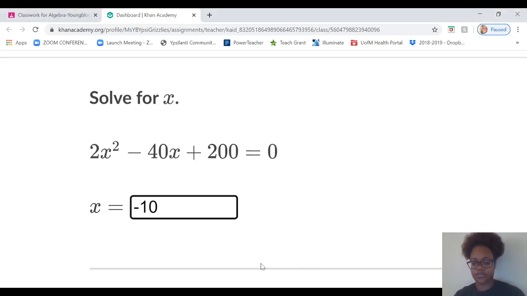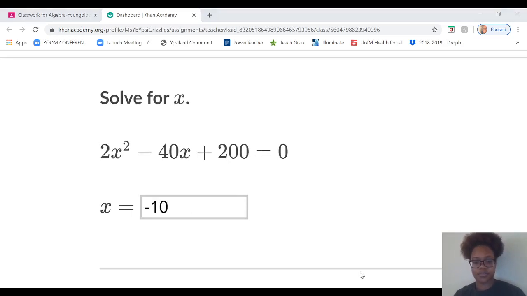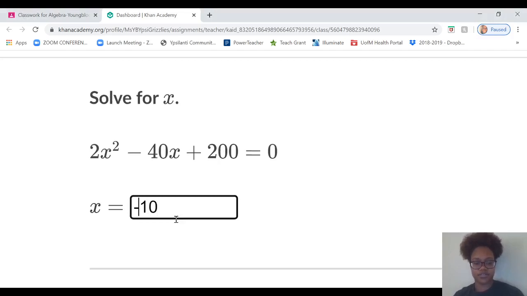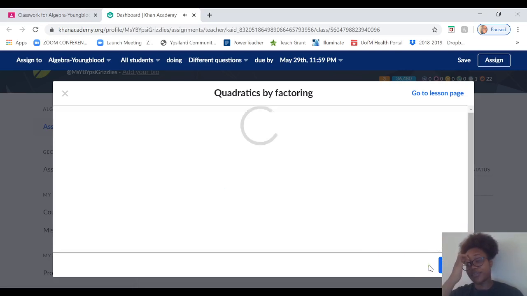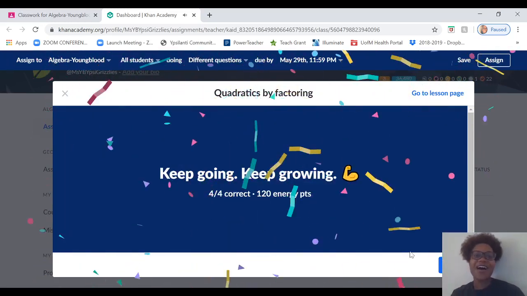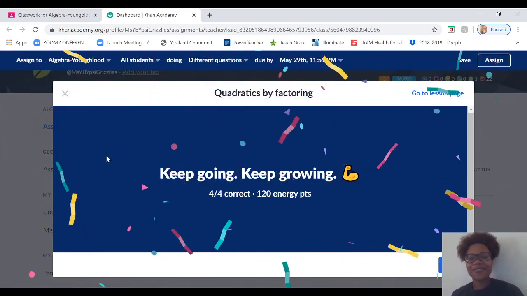the answer? Positive 10. X equals positive 10. Yay, we did it. We just completed our last problem for algebra.